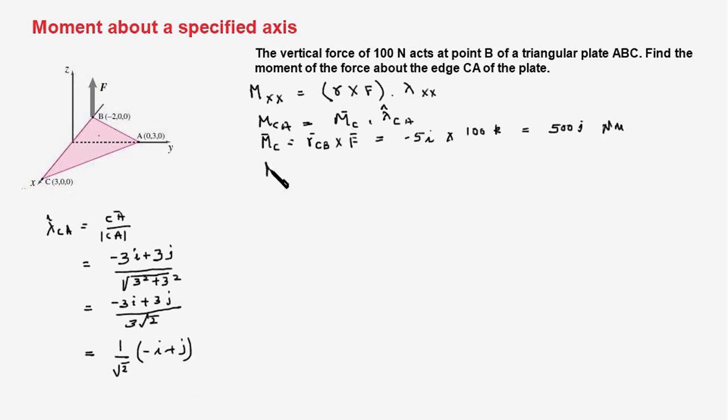So we shall use this value and calculate the scalar quantity MCA. So MCA is equal to MC, which is 500J, this vector dotted with lambda CA, which is minus I plus J over root 2, and this will be equal to, there is only J component here, so it will be 500 upon square root 2, and this is a positive quantity, which means that the moment vector MCA is directed from C to A, and that is our answer.